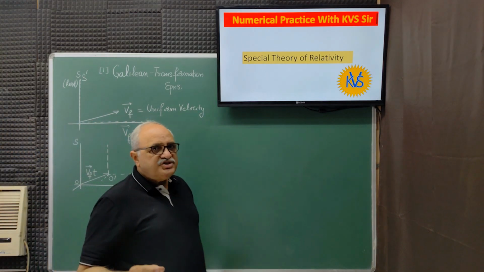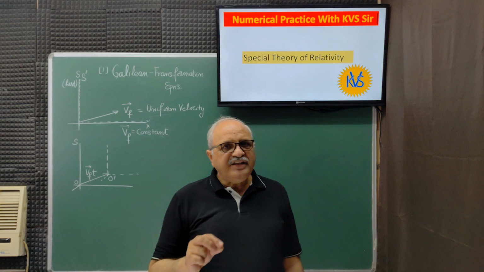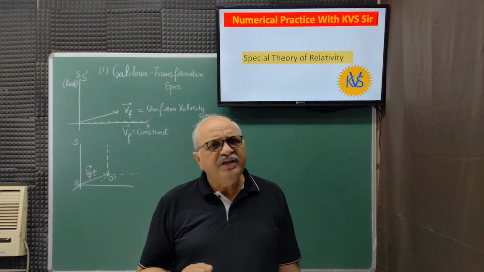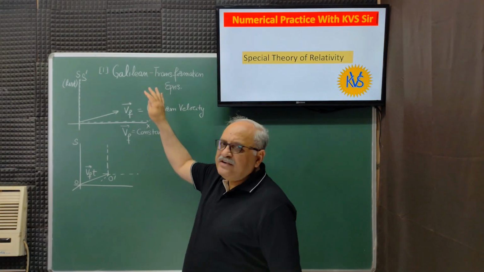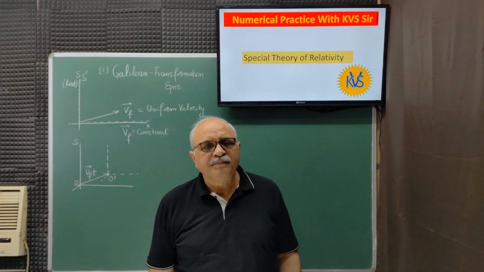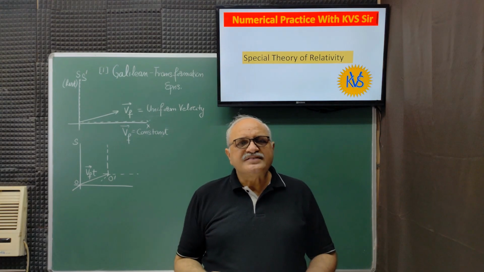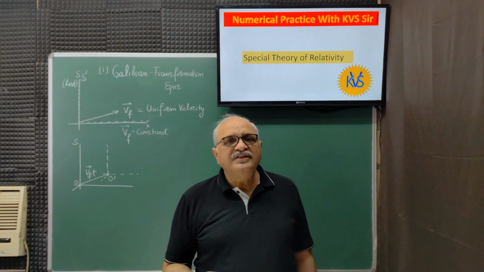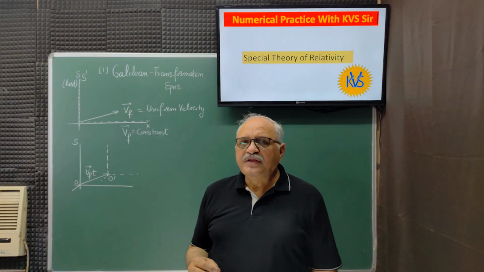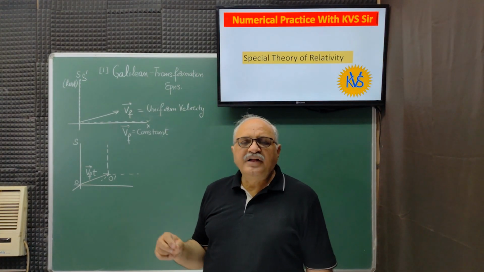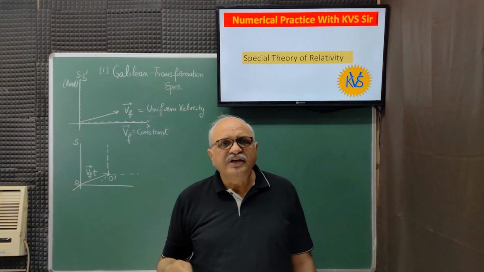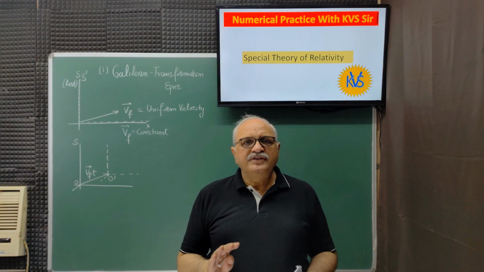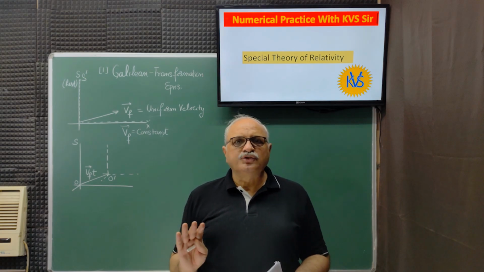Now if the velocities involved are very small as compared to the velocity of light, then we can easily use the Galilean transformation equation. In this case, we make some assumptions: that there is no variation of the time interval. There is no variation of the mass also.